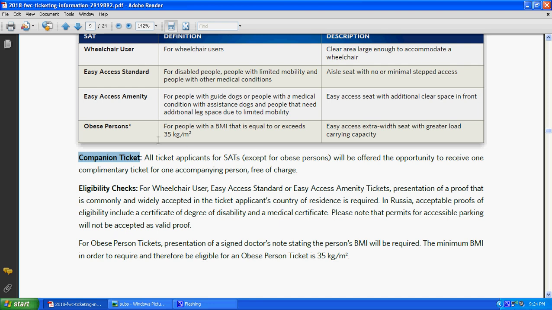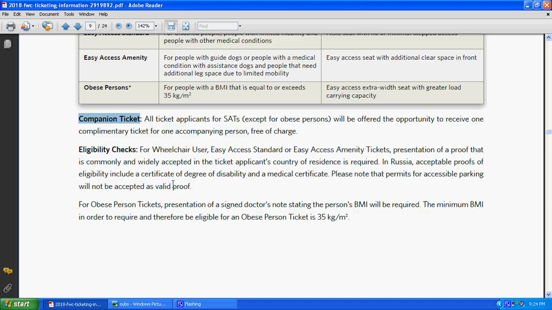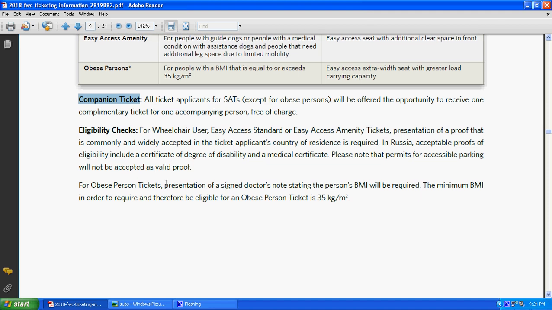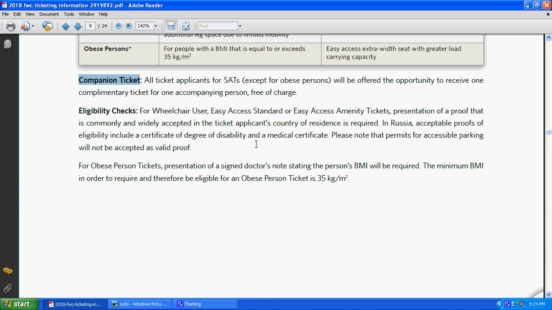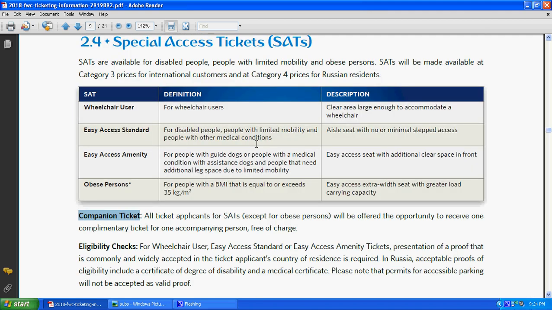Please do not apply for the regular tickets that we have been talking about till now. And for an obese person, you have to have a BMI that has been specified. Okay, so these are broadly the types of tickets, and you could apply for these special categories if you fall in any of them.